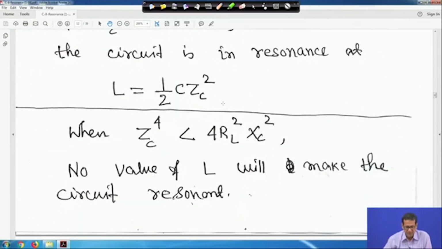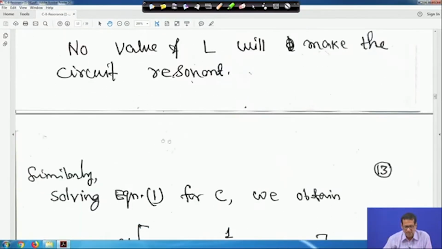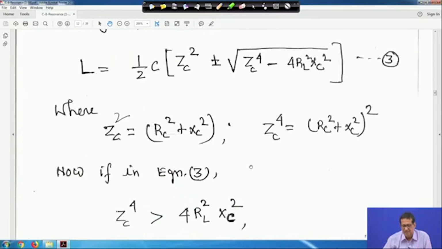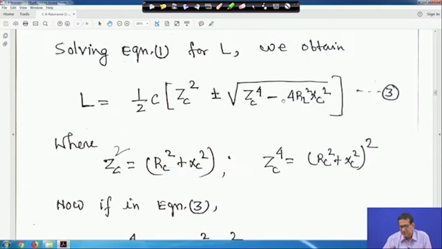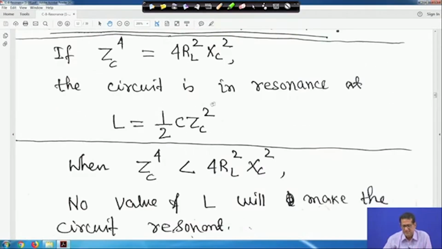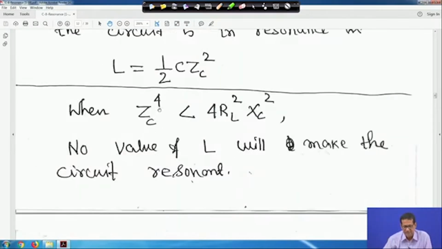So if ZC to the power 4 is equal to 4 RL square XC square, the circuit is in resonance at L is equal to half C ZC square. I mean, if ZC to the power 4 is equal to 4 RL square XC square, this term will be 0. So L will be half C into ZC square, right. So the circuit is resonant at L is equal to half C ZC square, and when ZC to the power 4 is less than 4 RL square XC square, no value will make the circuit resonant.